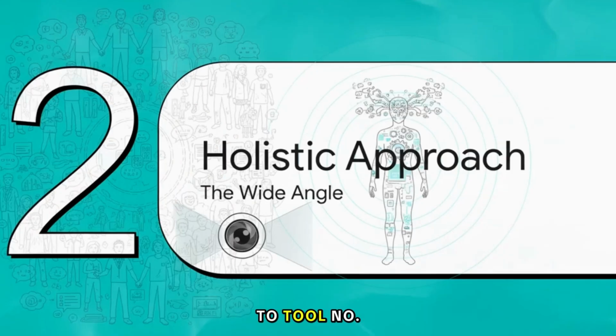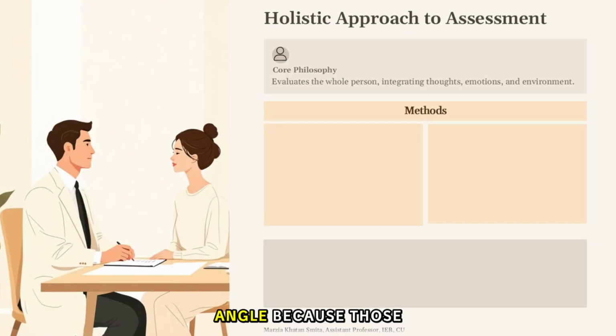Which brings us to tool number 2, the holistic approach, taking the wide angle. Because those traits have limits, psychologists sometimes need to zoom out, right? That's the holistic approach. The core philosophy here is evaluating the whole person. So instead of just checking little boxes on a clipboard and breaking you down into isolated pieces, it's about seeing how your thoughts, your emotions, and your environment all dance together into one cohesive understanding of who you are.